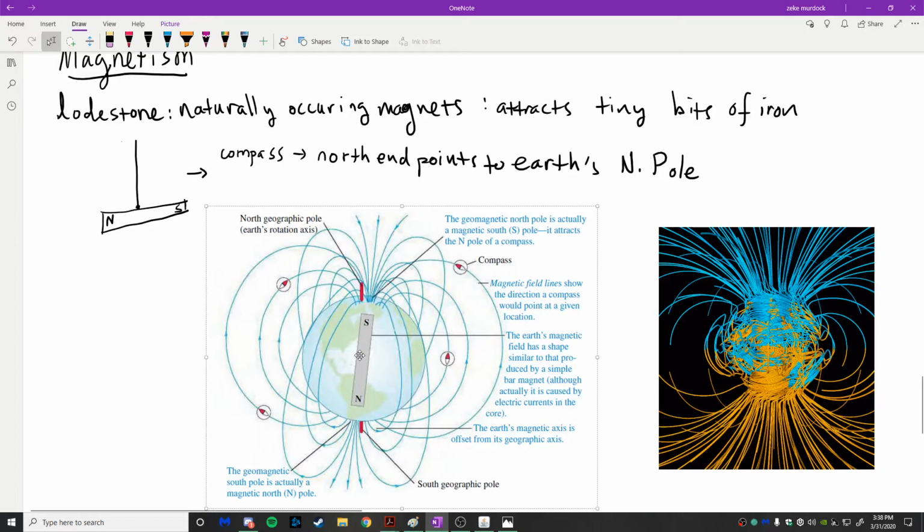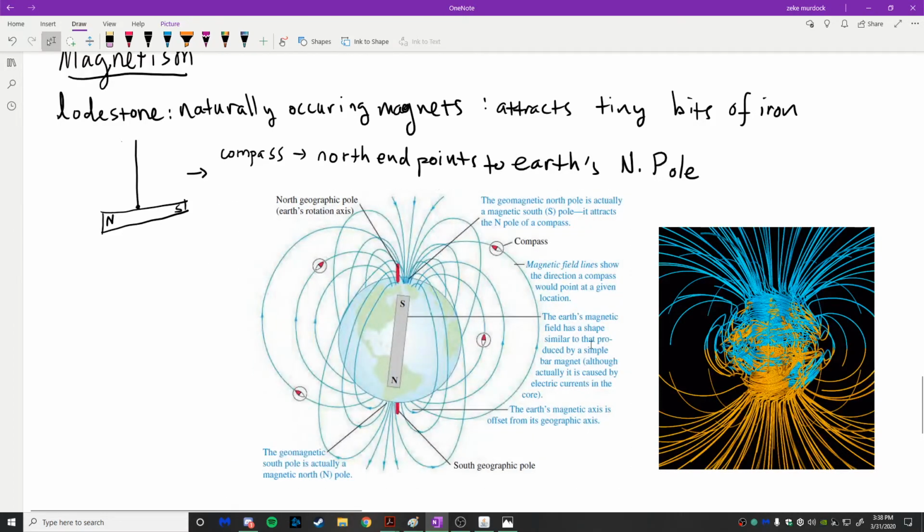It has this circular nature to it. Here's what it says right here: the Earth's magnetic field has a shape similar to that produced by a simple bar magnet, although actually it's caused by electric currents. The Earth's magnetic axis is, where does it say it? Here it is. The geographic North Pole is actually the South Pole of the Earth because it attracts the North Pole of a compass, right?